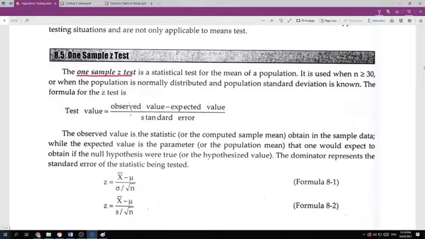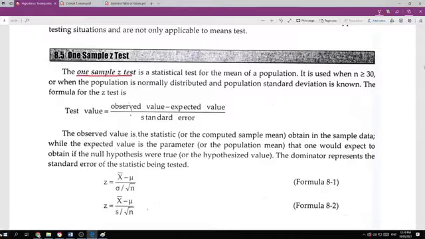Okay, for our session this afternoon, we will be having the one sample z-test. Let's go over what a sample z-test first is all about. It is a statistical test for the mean of a population. It is used when the n, the total number of frequency, is greater than or equal to 30, or when the population is normally distributed and the population deviation is known.